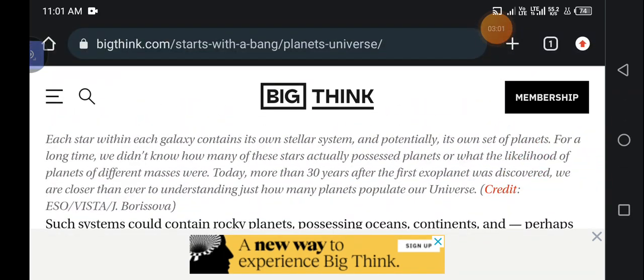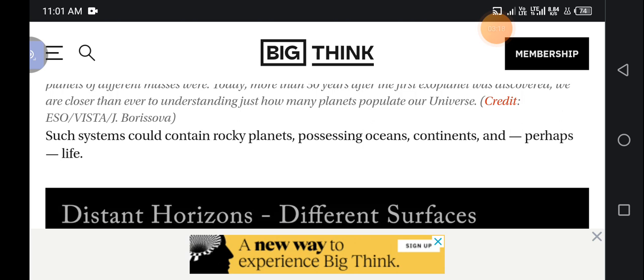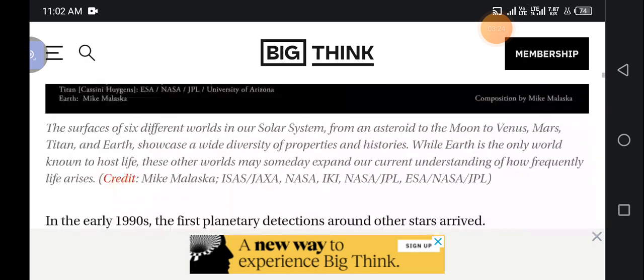Each star within each galaxy contains its own stellar system, potentially its own set of planets. For a long time we did not know how many of these stars actually possessed planets or what the likelihood of planets of different masses was. Today, more than 300 years after the first planet was discovered, we are closer than ever to understanding just how many planets populate our universe.